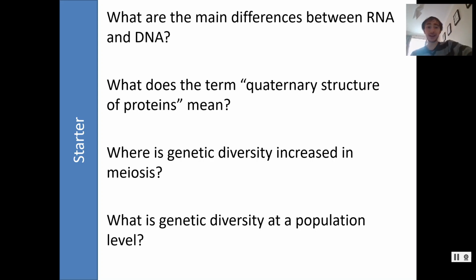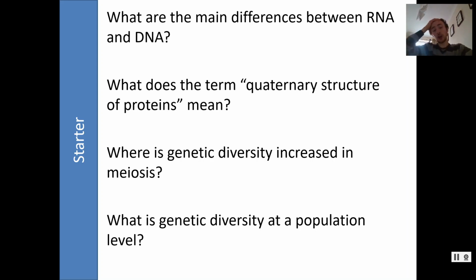Fine. So the main differences between DNA and RNA are that RNA is single-stranded, whereas DNA is double-stranded. DNA is longer, RNA is shorter. RNA contains uracil, DNA does not contain uracil, it contains thymine. DNA contains deoxyribose, RNA contains ribose. And I'm thinking that's probably everything.